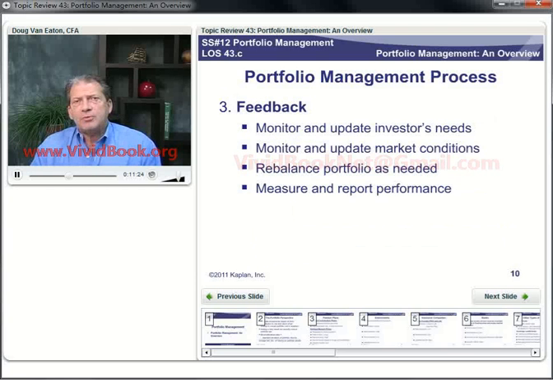The third step is the feedback. We need to monitor and update the investor's needs over time. If there's changing circumstances, we need to address that. But we also need to look periodically just to check and make sure that those needs haven't changed. Then we need to look at and update market conditions. If we thought bonds were a good investment a year ago, but they've appreciated significantly and we don't think that anymore, then we've got a new view of market conditions, and this should be reflected in our strategic asset allocation.